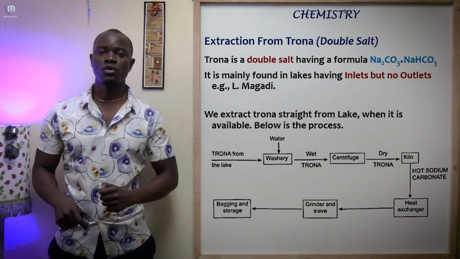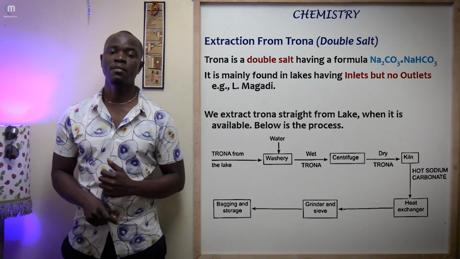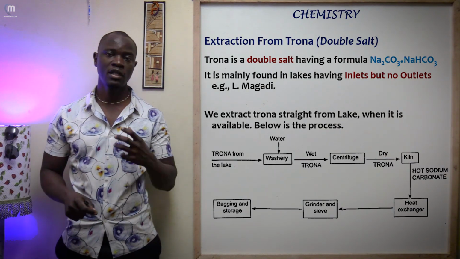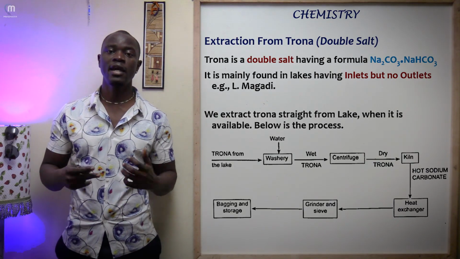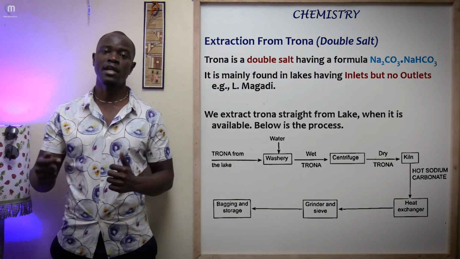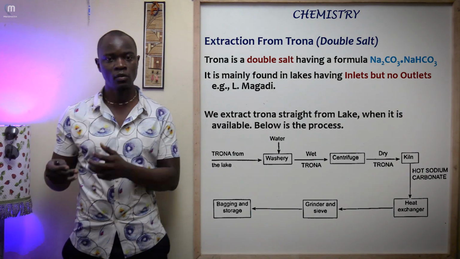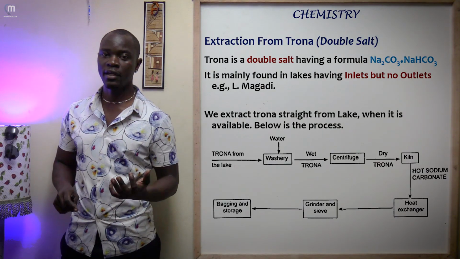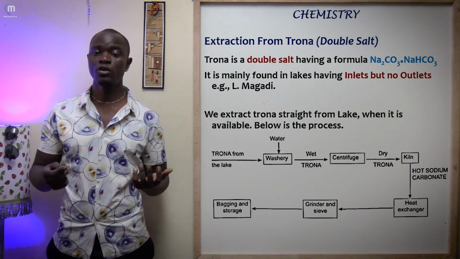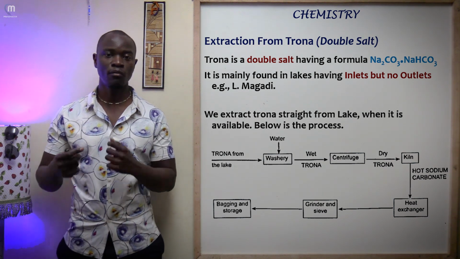So now we are looking at Trona, which is a double salt, and the structure of the Trona is sodium carbonate dot sodium hydrogen carbonate. This Trona is mainly obtained in large water bodies whereby there is an inlet and the water body does not have an outlet. If it happens like that, where the water body contains an inlet without an outlet, it will mean that that water body will be a salty water body.